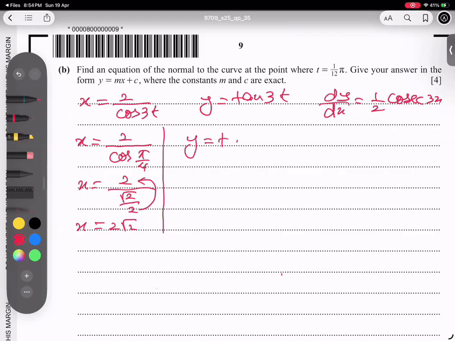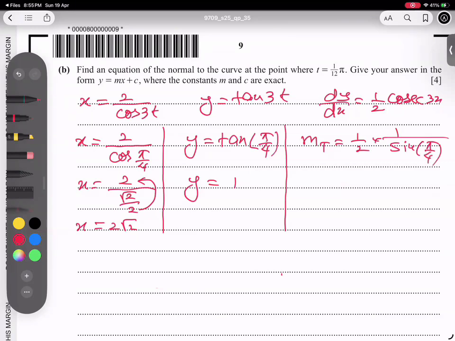So tan 3t. When I plug in here, I get pi by 4. And that turns out to be 1, because tan of pi by 4, if we check in the calculator, will give us 1. So now the gradient of the tangent. When I plug in here, cosecant is basically 1 over sine. And 1 over sine pi by 4. Sine pi by 4 is 1 over root 2, you know it very well. It will flip up and we get root 2 over 2. So this is the tangent gradient.